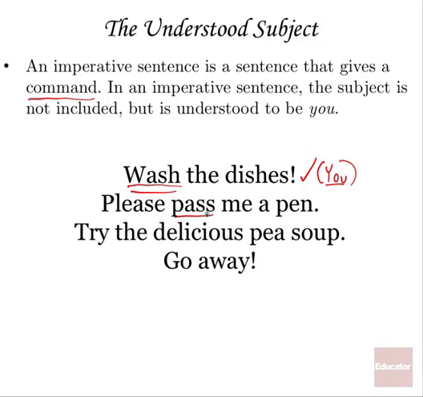Please pass me a pen. Pass is our verb, and again, it is implied that you is who's going to be passing that pen. Try the delicious pea soup. Once again, the subject is an implied you. And go away. The verb is go, and it's you that we expect to be going. So you is the subject.